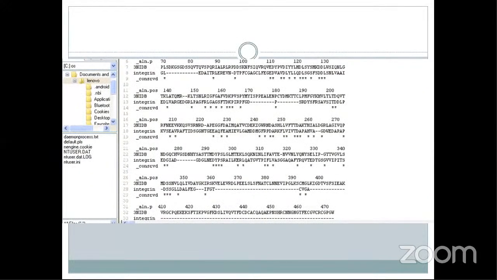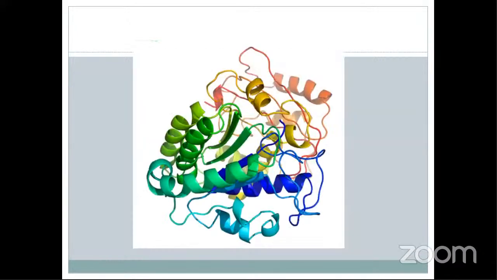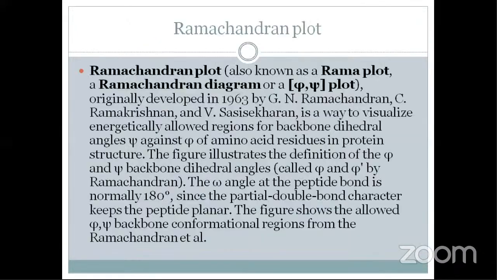You can see this is the alignment model, and wherever there is a star mark, these are all the perfect matches. And finally, the last step is model building. Okay, this is the 3D structure. Then next is the Ramachandran plot.